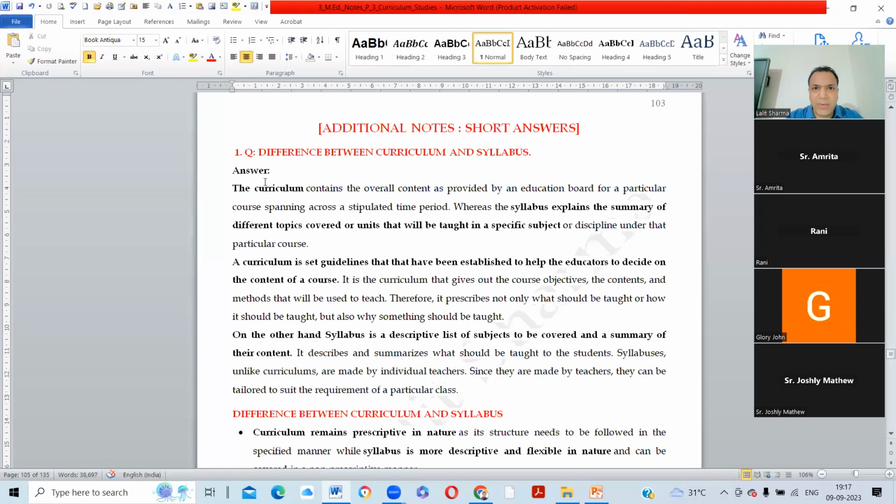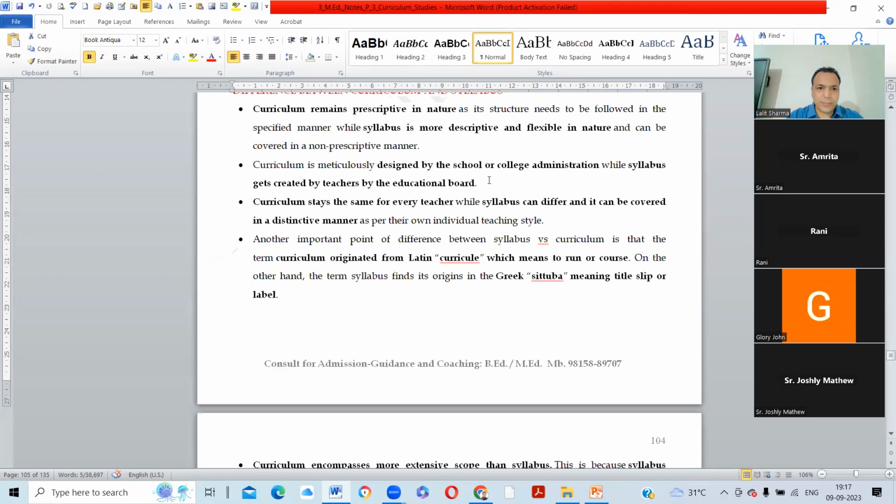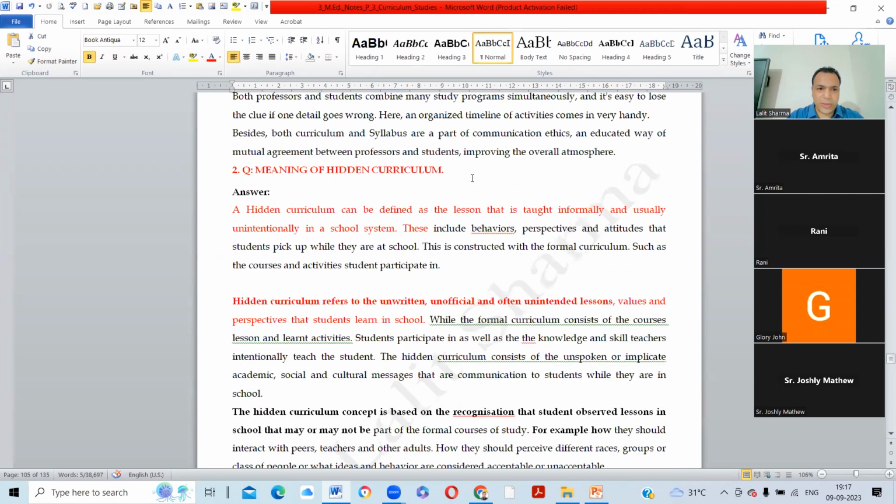Okay, because we have covered the difference between curriculum and syllabus, now you can give the answer. What is the difference between syllabus and curriculum? Okay, first question, short answer question. Second, meaning of the hidden curriculum. So guys, what is a hidden curriculum? Basically, hidden curriculum क्या होता है?